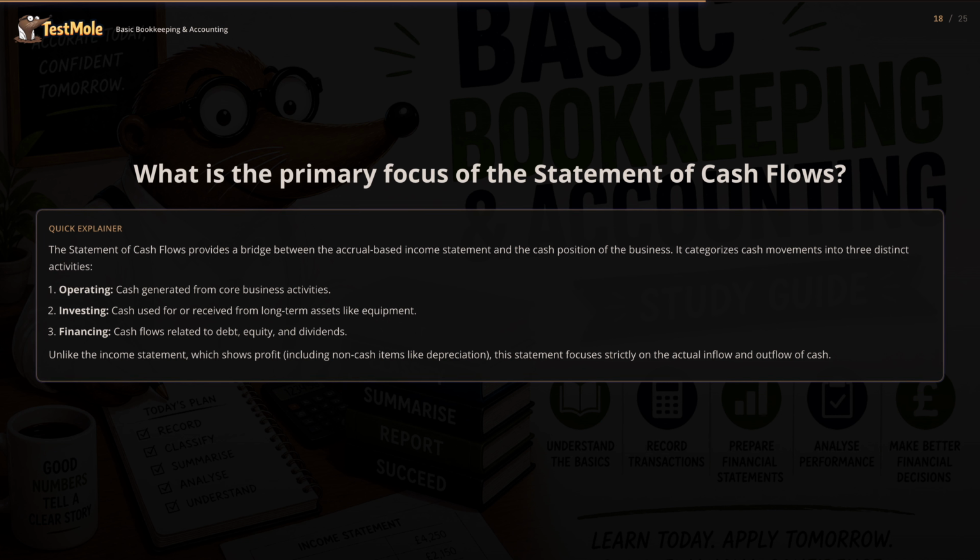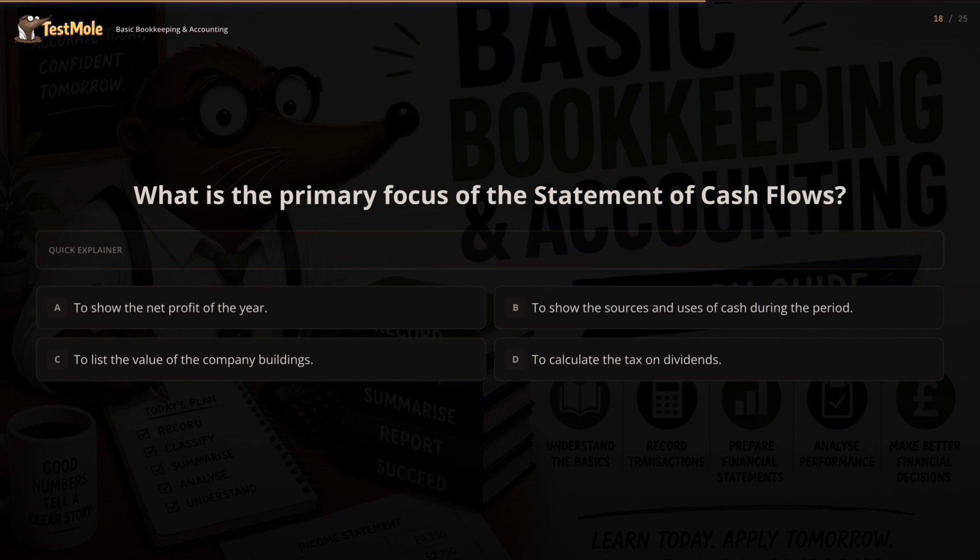Operating: cash generated from core business activities. Investing: cash used for or received from long-term assets like equipment. Financing: cash flows related to debt, equity, and dividends. Unlike the income statement, which shows profit, including non-cash items like depreciation, this statement focuses strictly on the actual inflow and outflow of cash. Let's review the options.